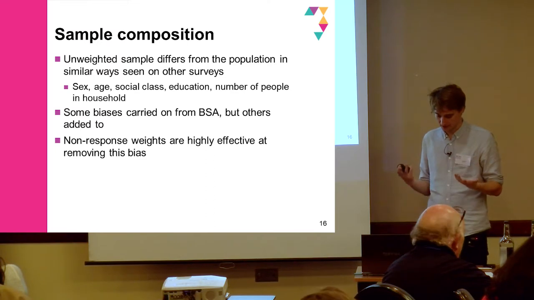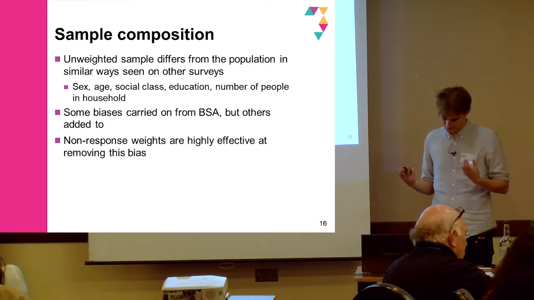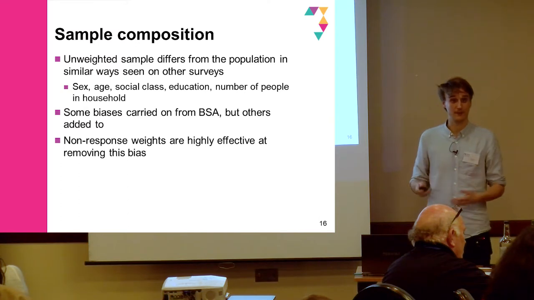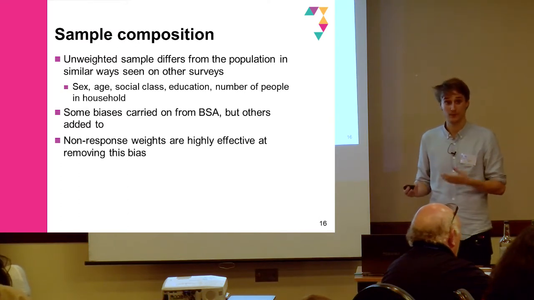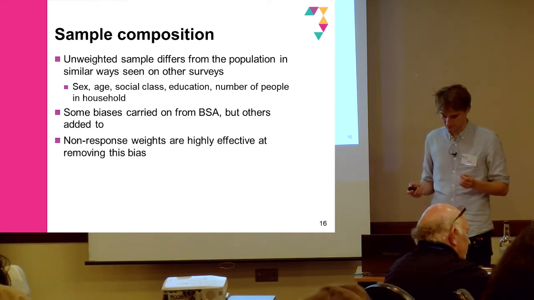In fact, there are some instances where the subsequent non-response improves the profile, so we're more representative in terms of the household type. But of course, there are some instances where we make things slightly worse. So things like social classification, level of education and tenure in particular stick out as things that the additional non-response that occurs when people are recruited to the panel and take part in panel surveys affects.